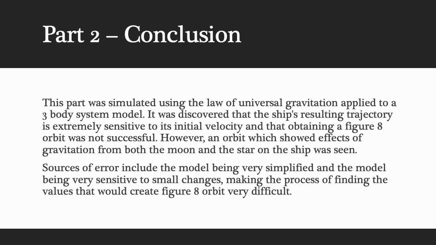Part 2 conclusion. This part was simulated using the law of universal gravitation applied to a three-body system model. It was discovered that the ship's resulting trajectory is extremely sensitive to the initial velocity, and obtaining the figure-8 orbit was not successful. However, an orbit which showed the effects of the gravitation from both moon and star on the ship was seen. Sources of error include the model being very simplified and very sensitive to small changes, making the process of finding the values that would create the figure-8 orbit very difficult.